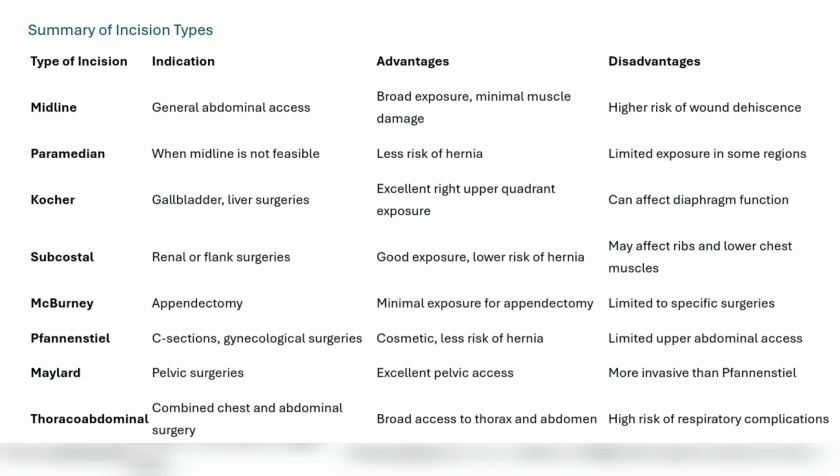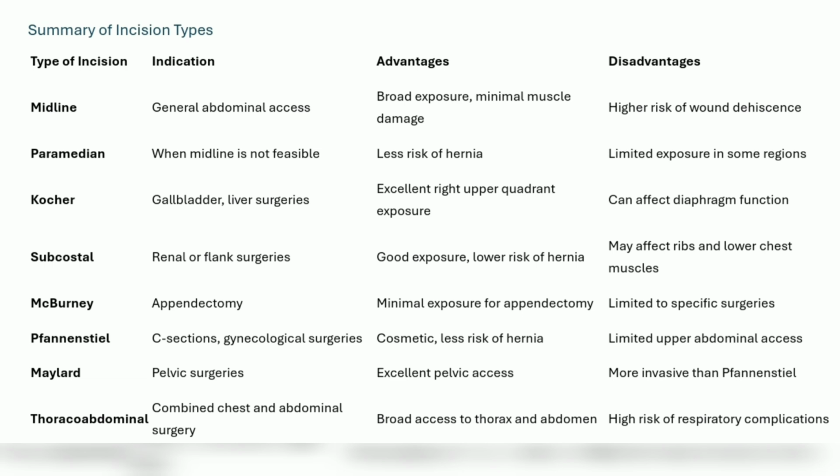Used for abdominal access, good exposure, minimal damage to tissue, but have a risk of wound dehiscence. Paramedian: to the side of the midline. When a midline incision is not feasible, we do a paramedian cut, which has less risk of hernia but has limited exposure in some regions.